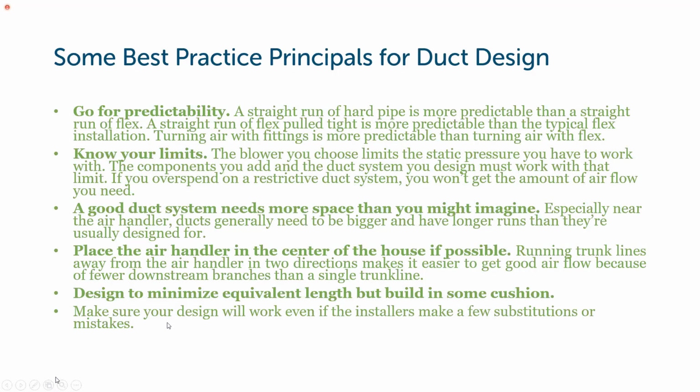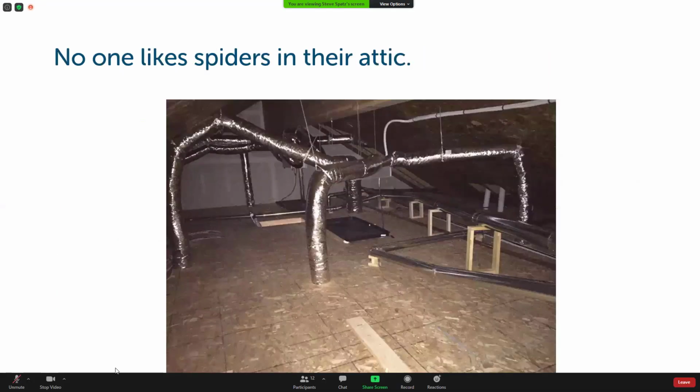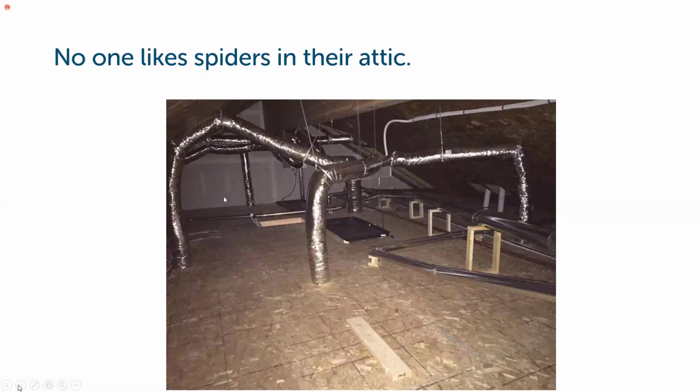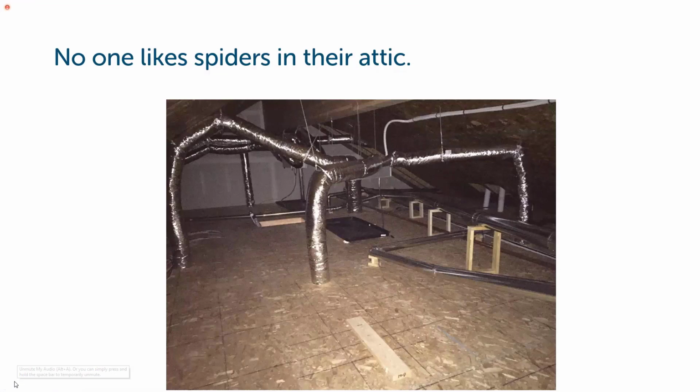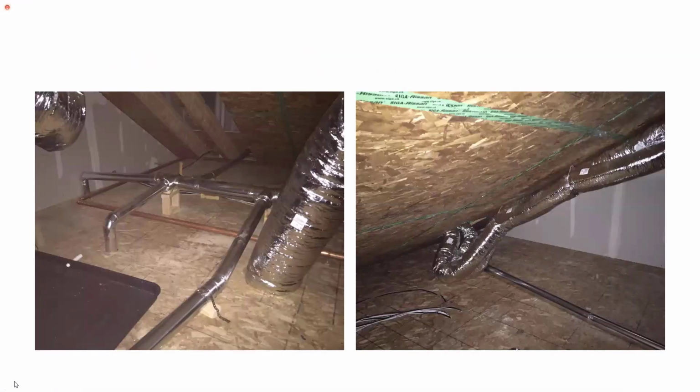So try to get this stuff ironed out before you start bringing subs to site, because no one likes spiders in their attic. And just because the flex duct comes in a 25 or 50 foot length doesn't mean you need to use all of it. So, let's try to avoid these sorts of situations if and when possible. I just had to throw some of this in here. I mean, how much airflow do you think you're getting through this sort of snake?